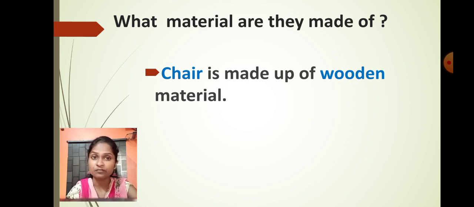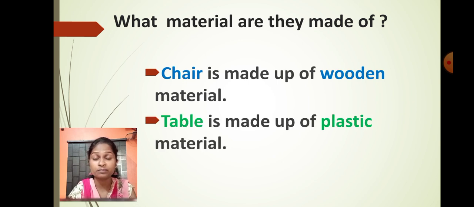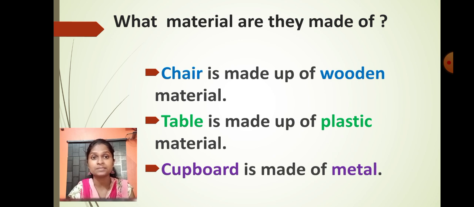So the chair is made up of wooden material, as it is very clear from the picture as well. Afterward, we saw that in the center part a table was there. Am I right? So the table is made up of plastic material. Correct? And then lastly, there was a picture of the cupboard. So the cupboard was made up of metal. That means it was made up of steel. Correct?